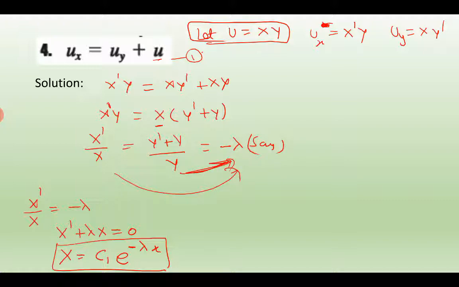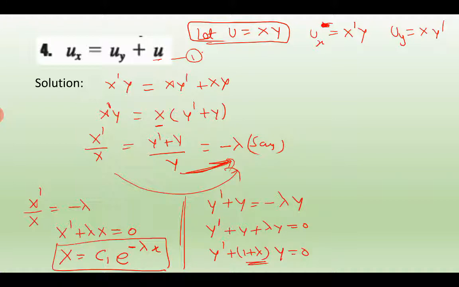Compare this to y prime plus y is equal to minus lambda y. The coefficient of y should be carefully taken. y prime plus y plus lambda y is 0, so y prime plus 1 plus lambda times y is 0. Instead of lambda we have 1 plus lambda, that is all. So the solution of this kind of differential equation is y is equal to c2 e power minus 1 plus lambda y.